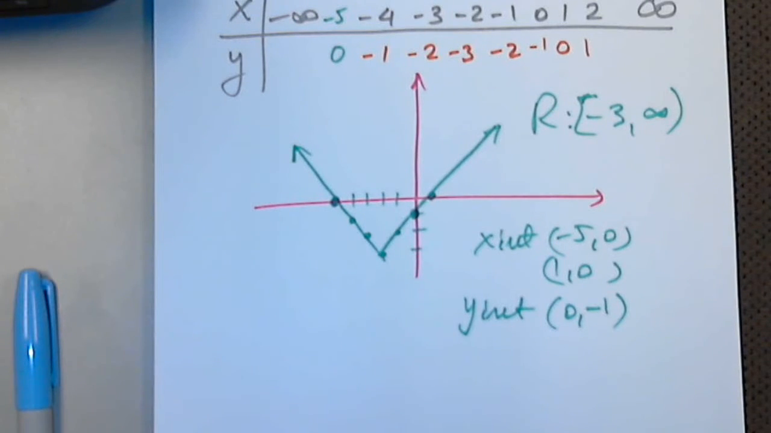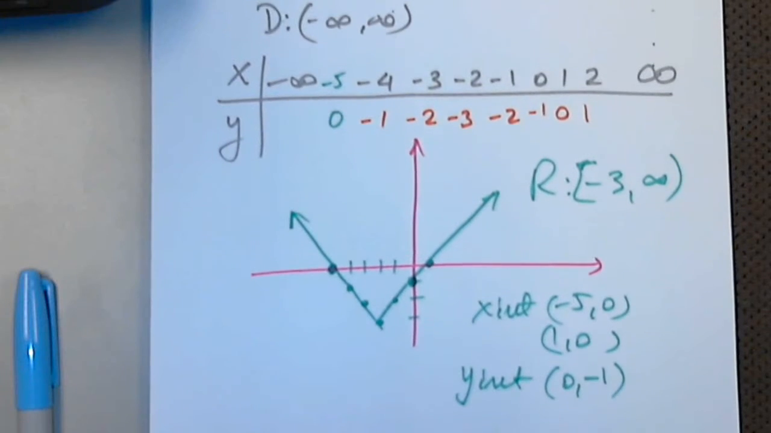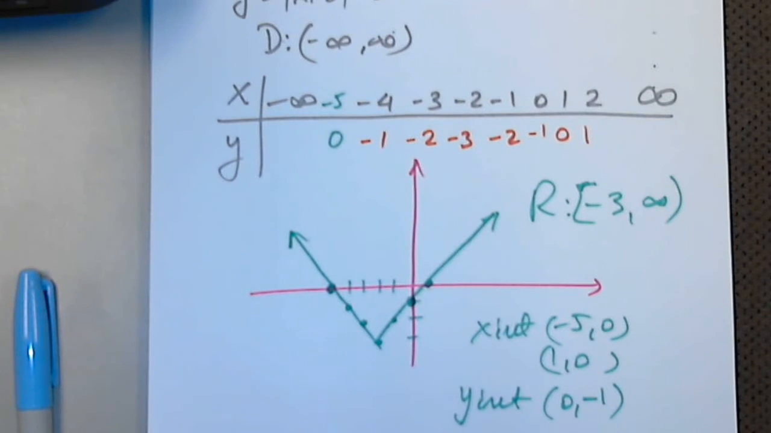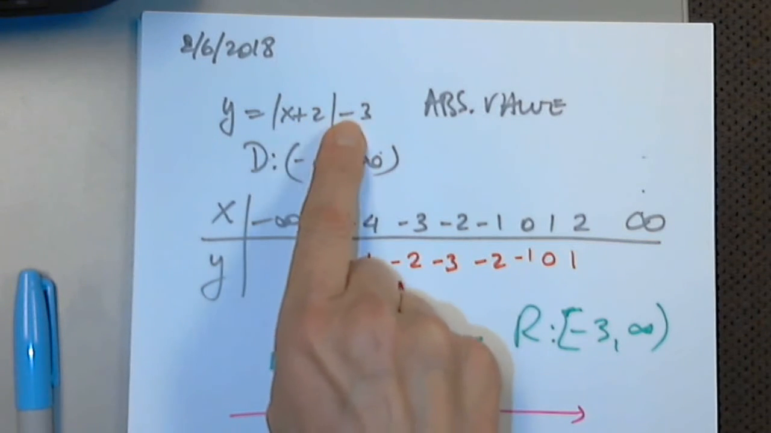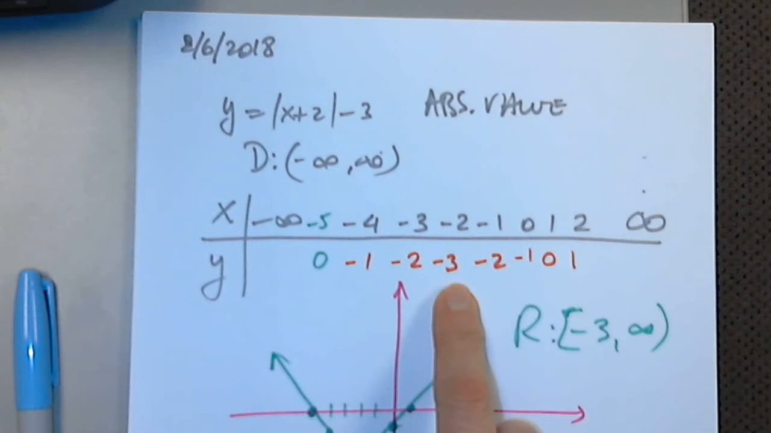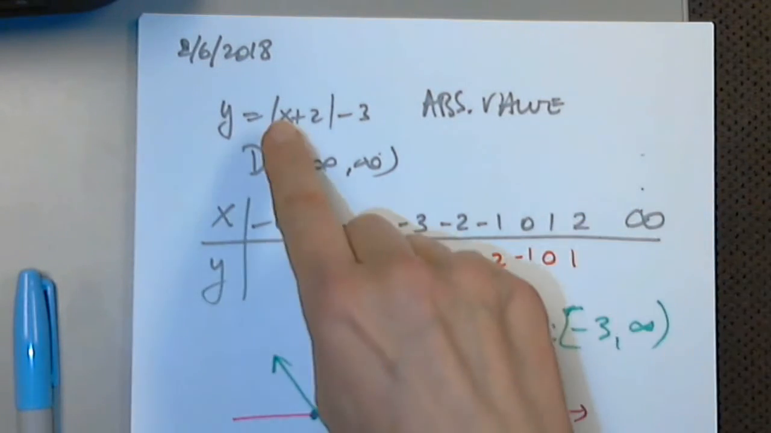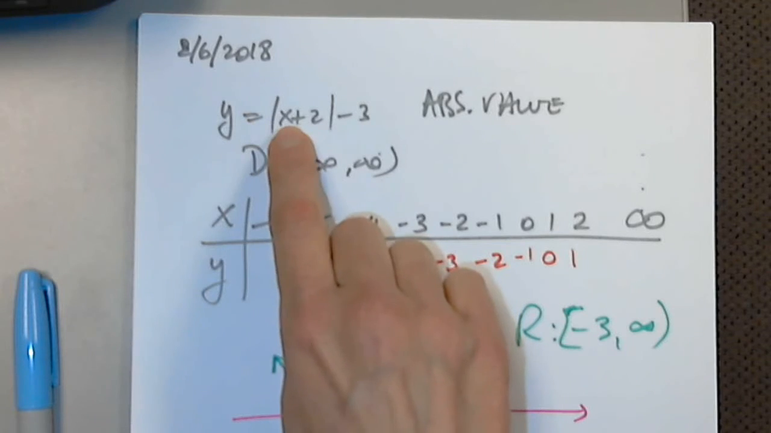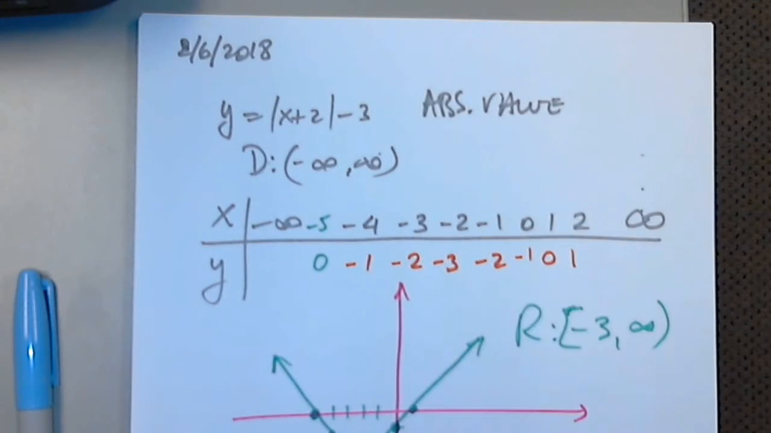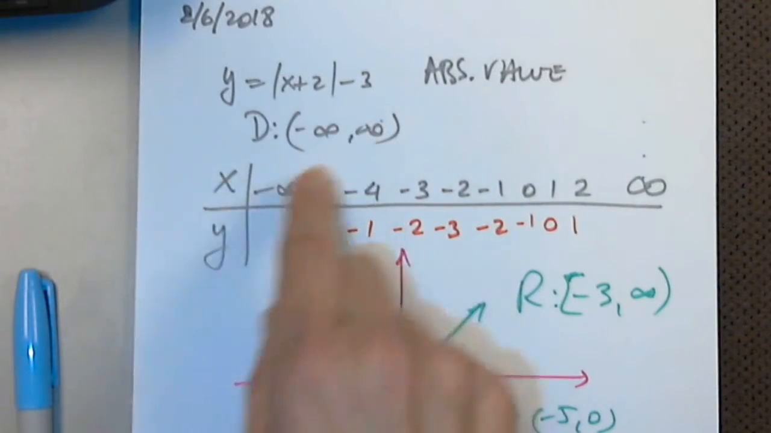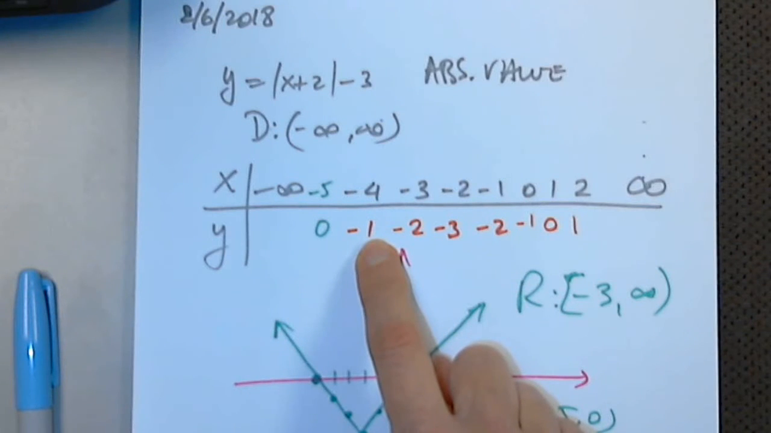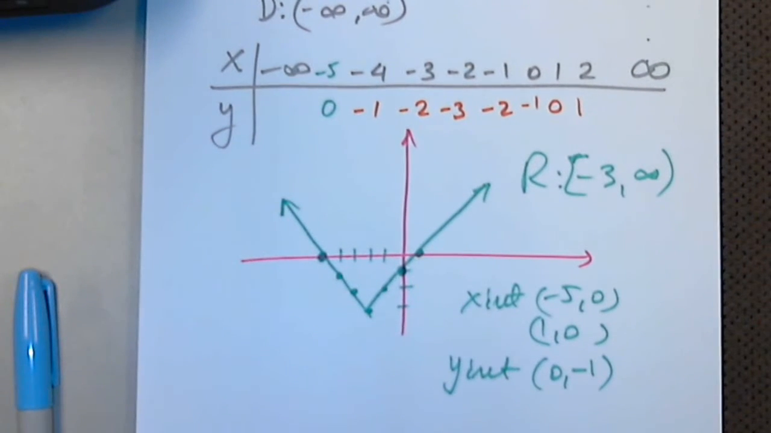You just have to plug it in. So which one would you like to check? Okay, -2. -2 plus 2 is 0. The absolute value of 0 is 0. 0 minus 3 is -3. Let's do one more. Let's say 1. 1 plus 2 is 3. The absolute value is 3. 3 minus 3 is 0. -4. -4 plus 2 is -2. The absolute value of -2 is 2. 2 minus 3 is -1. Better? Perfect.